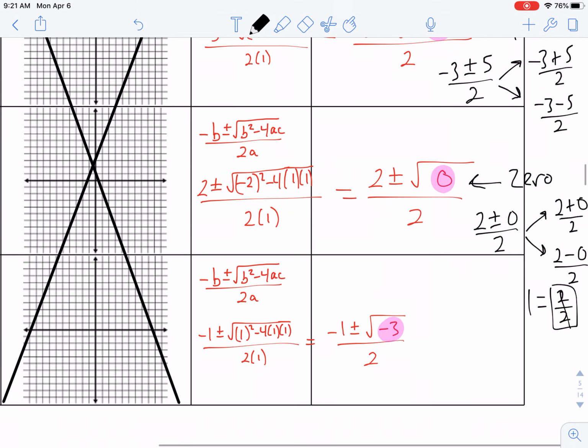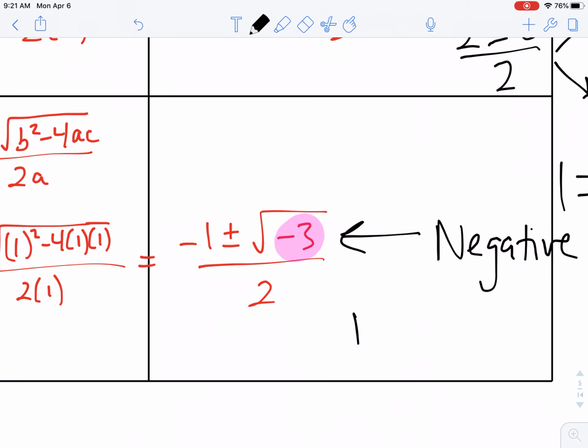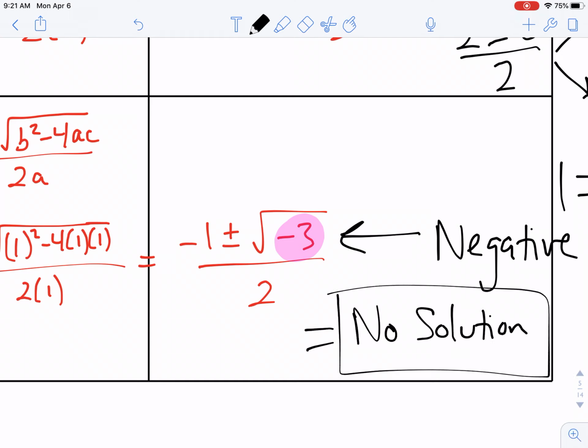And then finally, this last scenario, you get a negative number under the radical. And if you try to type in a negative number underneath a square root symbol and try to do it, you get an error. There is no solution. When you get a negative number under the radical, it is no solution. It's impossible to take the square root of a negative number.